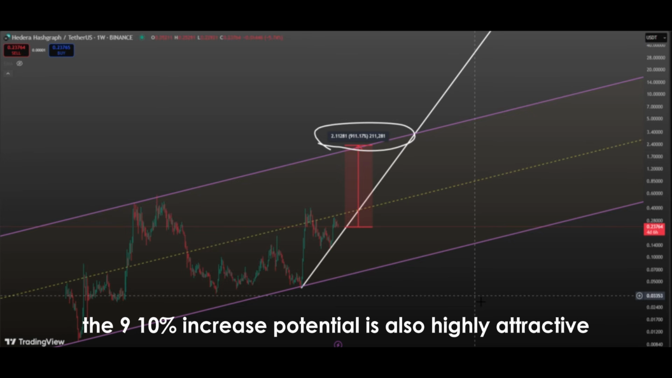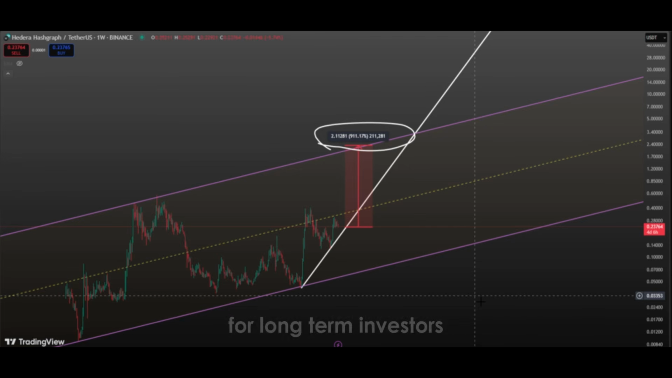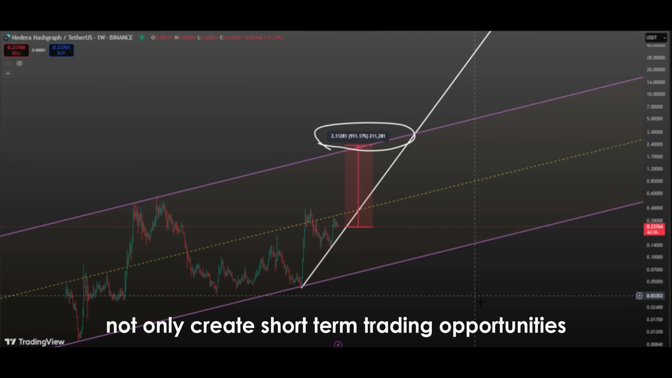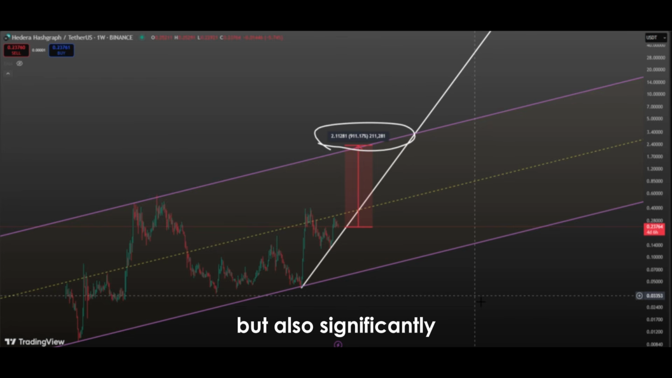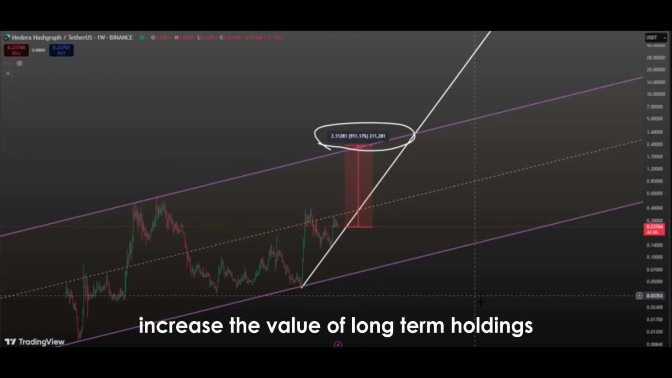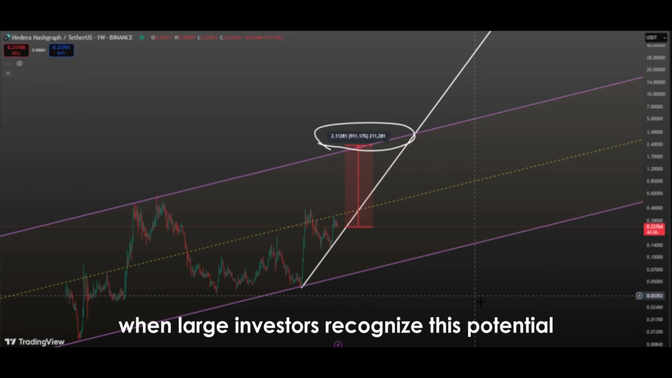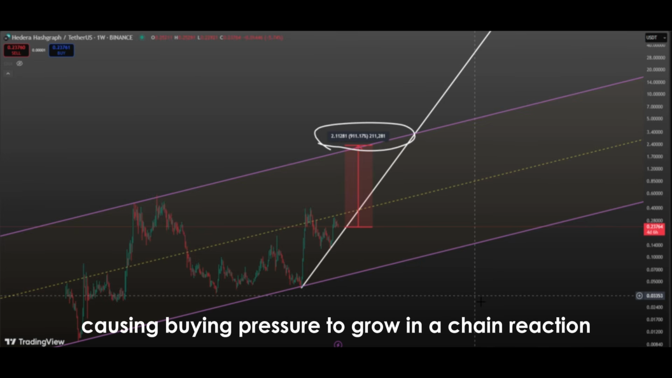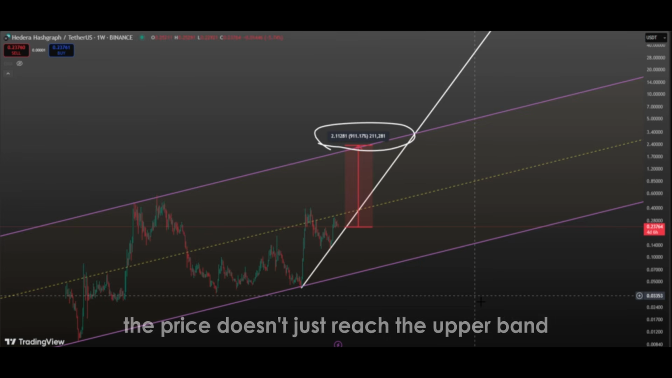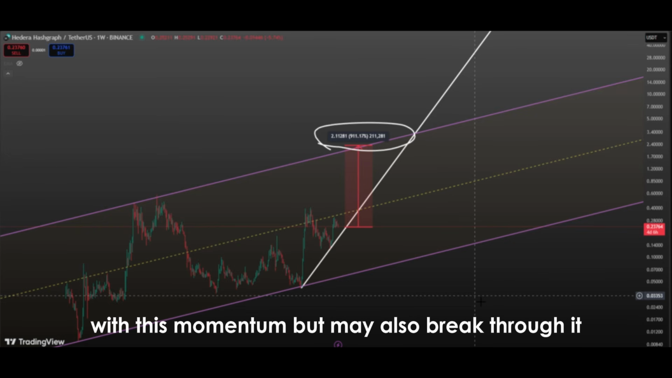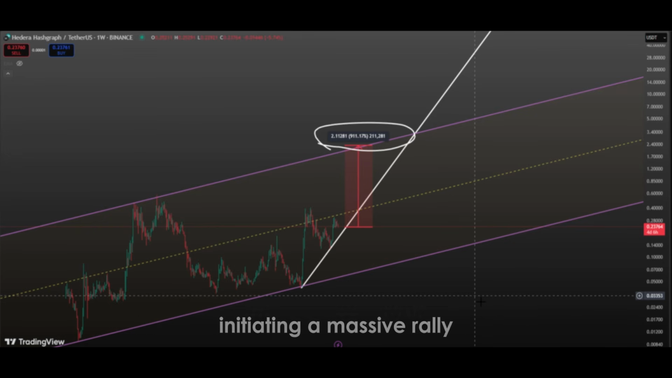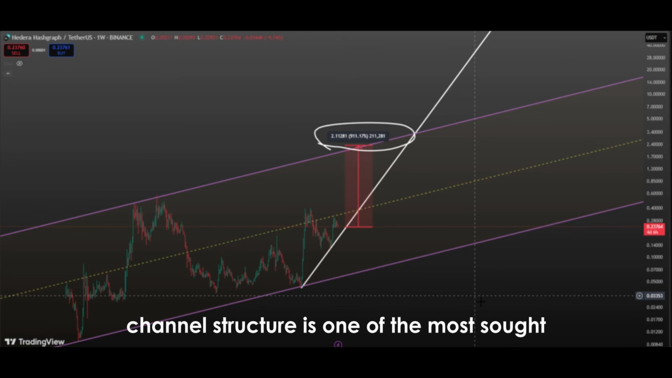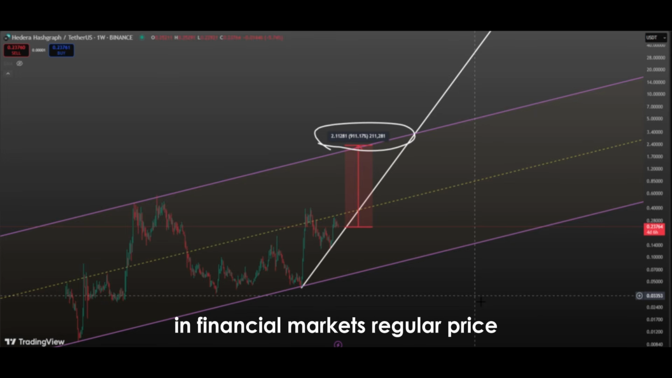The 9–10% increase potential is also highly attractive for long-term investors. Such massive upward movements not only create short-term trading opportunities, but also significantly increase the value of long-term holdings. When large investors recognize this potential, they usually increase their purchases, causing buying pressure to grow in a chain reaction. Consequently, the price doesn't just reach the upper band with this momentum, but may also break through it, initiating a massive rally. An ascending channel structure is one of the most sought-after and trusted formations in financial markets.